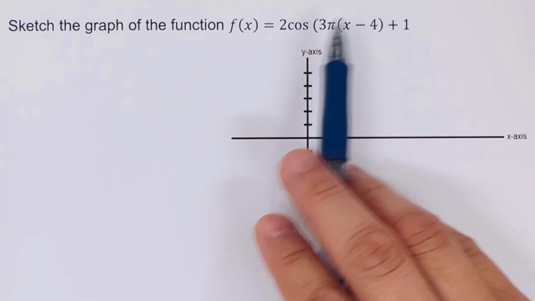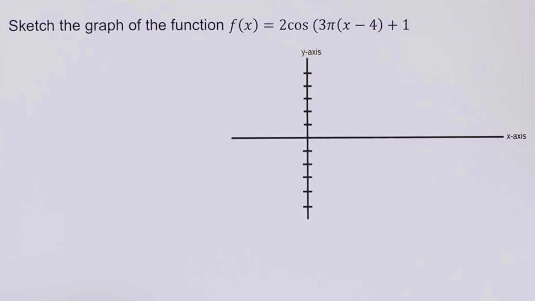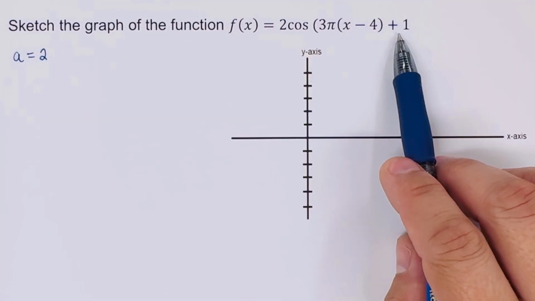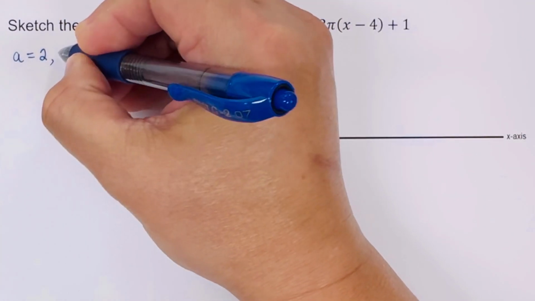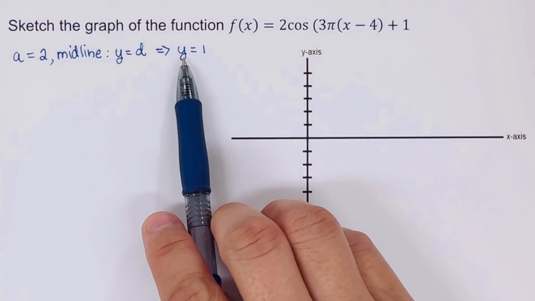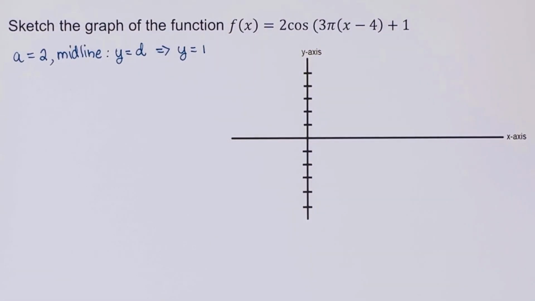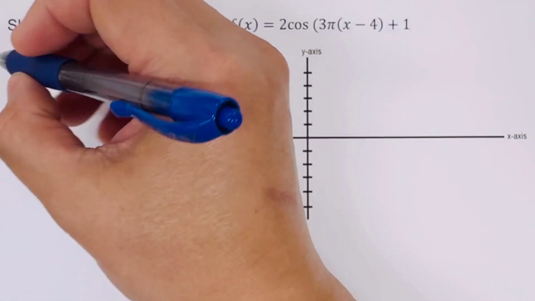Please remember that our 2 here is the amplitude A. So I'm going to go ahead and write that down here. Please also remember that this 1 right here represents the midline D. So I can go ahead and write it down here. So our midline is at y equals 1. Again, that is represented by D. Please also remember that this 3 pi here is our B.